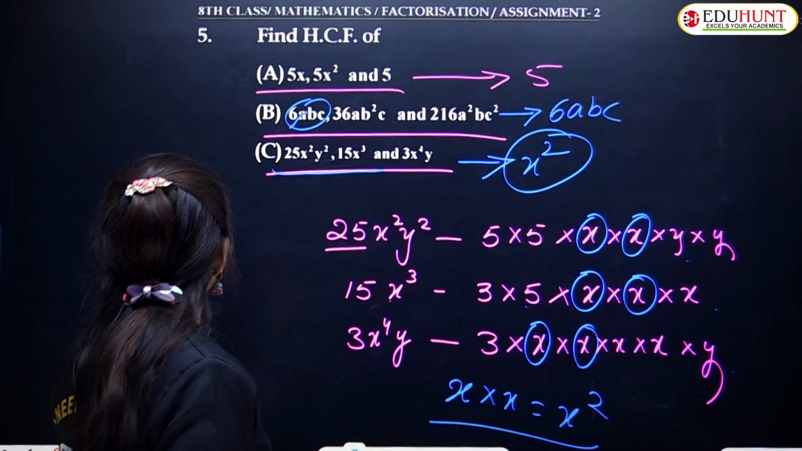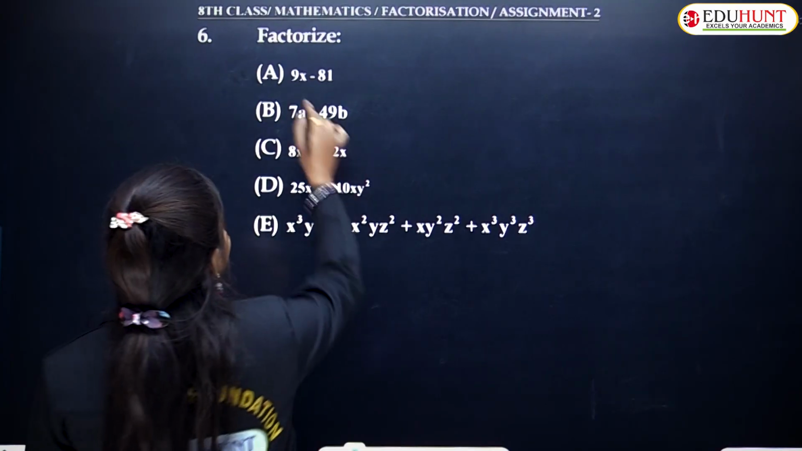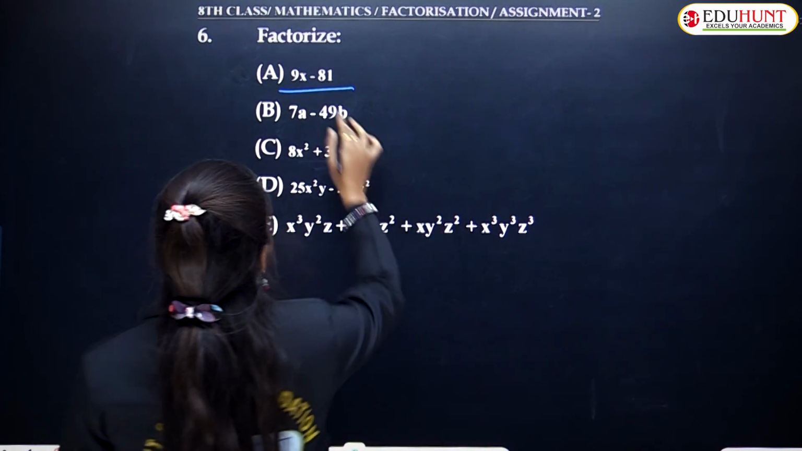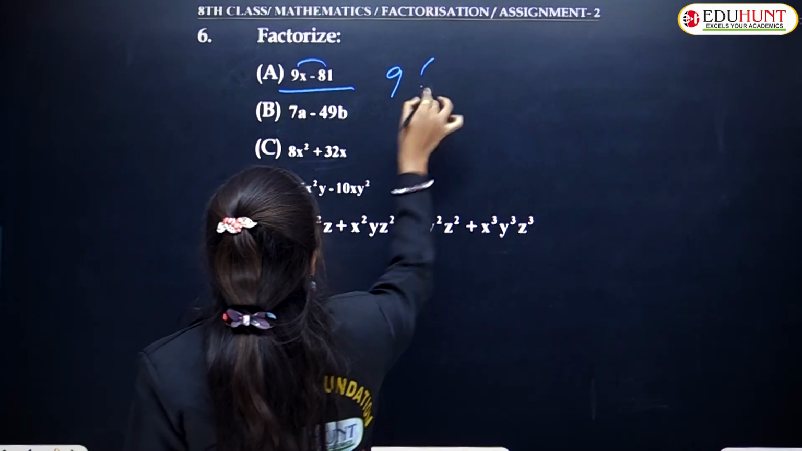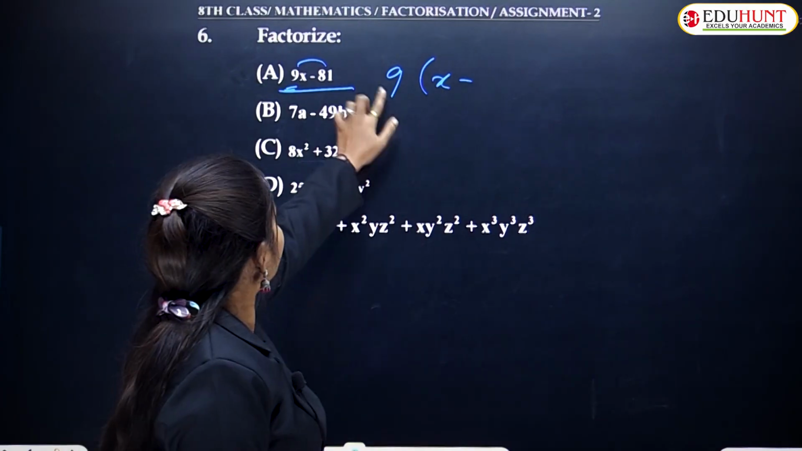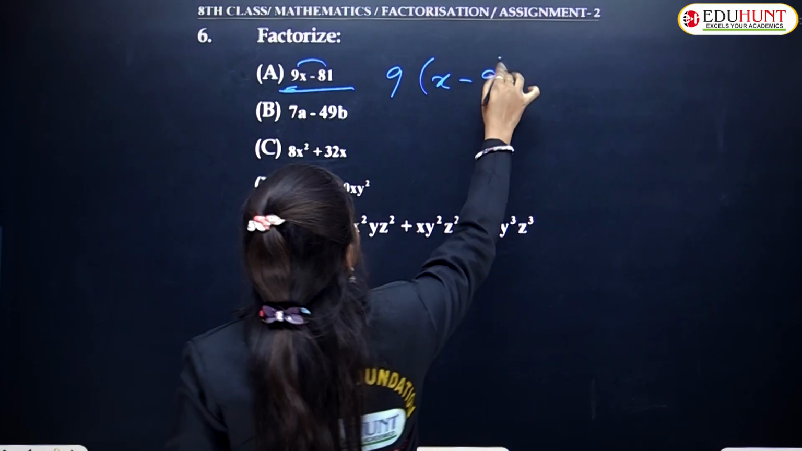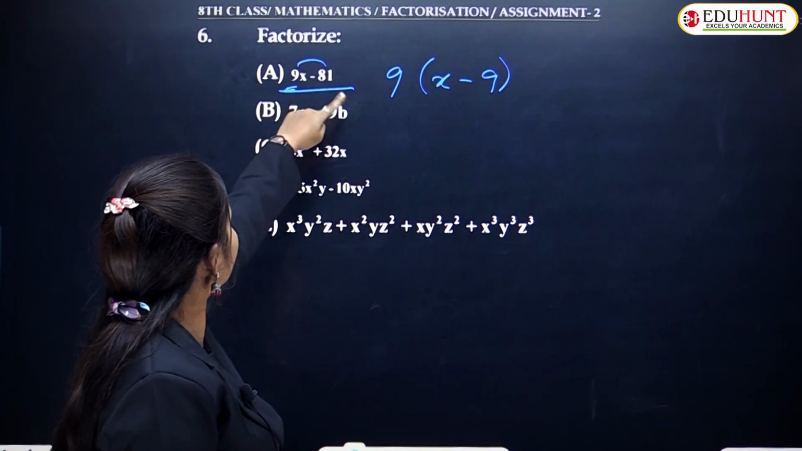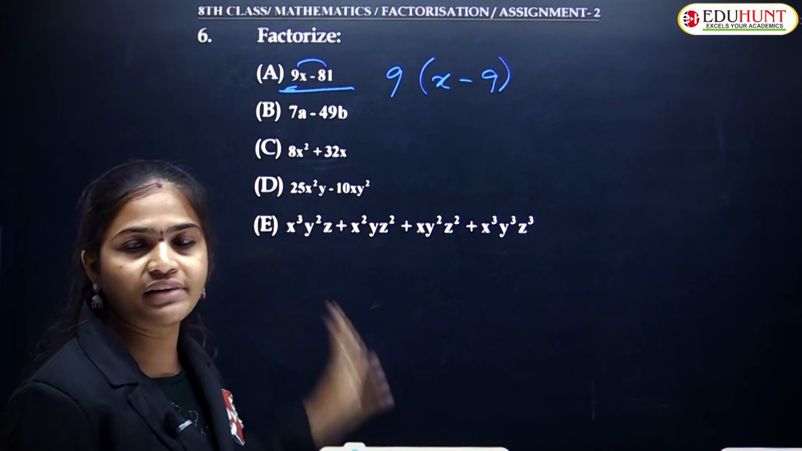Yes. So let us see the next, sixth question. Factorize 9x minus 81. Directly we can write this one. From these two terms we can take 9 as common. Already we took 9 as common, so the leftover is x minus 9, because 9 into how much equals 81? 9 9s are 81. Understand, 9 into (x minus 9) are the two factors of 9x minus 81. So that is the factorization of the given expression.